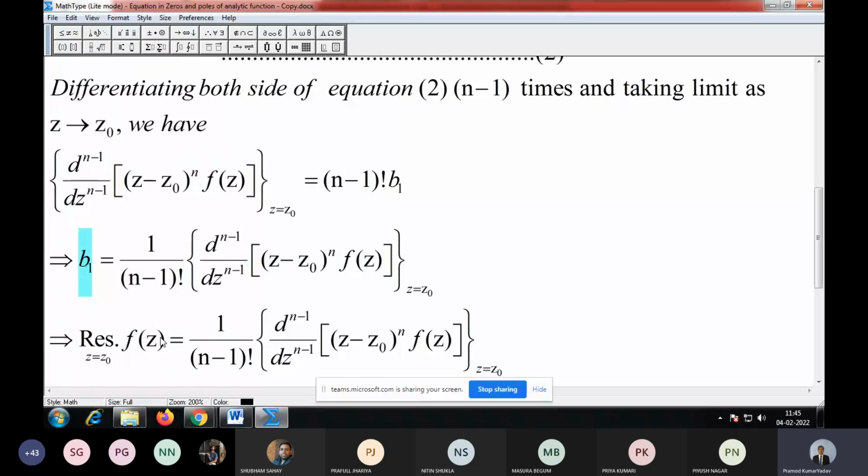So the residue of f(z) at z0 is this. If f(z) has a pole of order 1, then the residue of f(z) at z0 will be the limit as z tends to z0 of (z minus z0) f(z). But if it has a pole of order n, then the residue will be 1 upon factorial (n minus 1) times the (n minus 1)th derivative of (z minus z0) to the power n f(z).